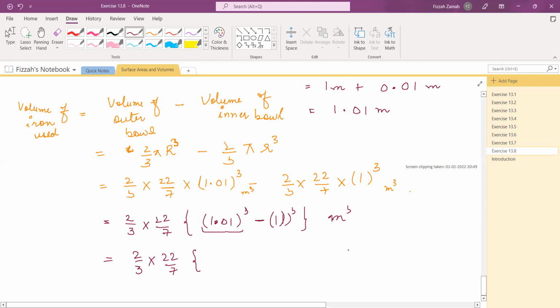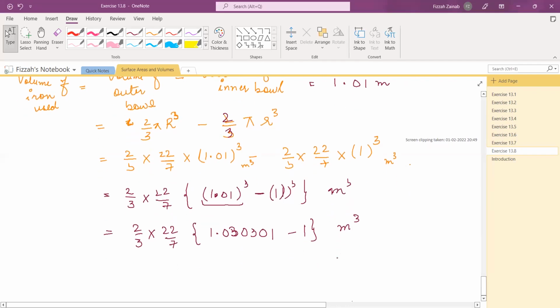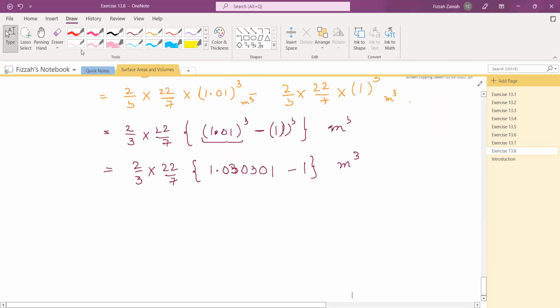Yes, Hamna, what are you getting here? Ma'am, 1.030301. Wait, 1 point 03, 03, 01. Yes, Mridula, are you also getting the same? Yes, ma'am. Okay. Meter cube. 1 cube is 1 only. Yes, Miraj? Yes, ma'am. So you have to do your calculations carefully.